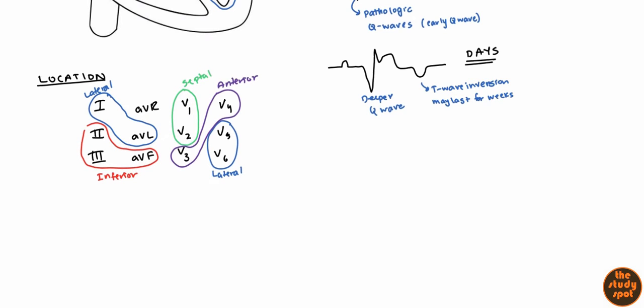By having this image in my mind, I'm able to just look at it and see where the actual infarct is occurring. And the location of infarct is important. Anterior tends to have some of the worse prognosis, so that's something to keep in mind.